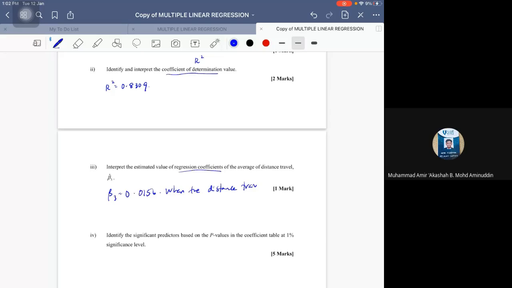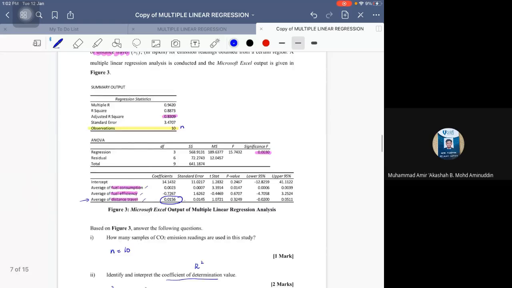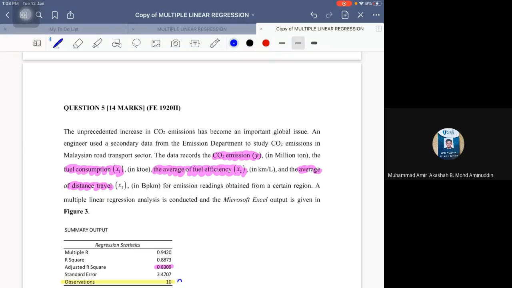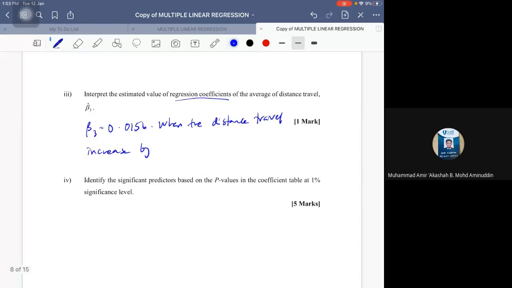increases by 1 unit, you have to check back the explanation. What is going to be the unit for this distance travel? It's going to be in BPKM. I have no idea what BPKM stands for, so I'm just going to say by 1 unit, so increase by 1 BPKM or 1 unit.